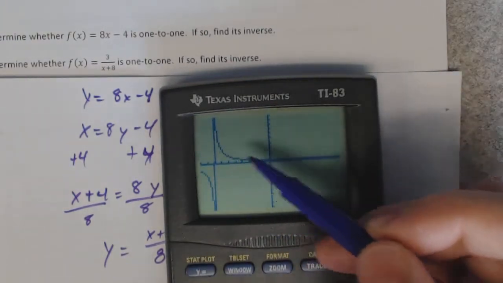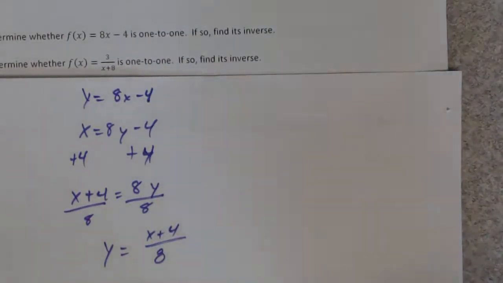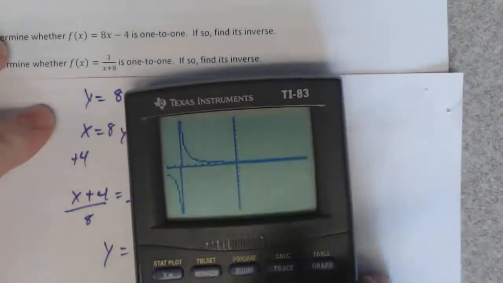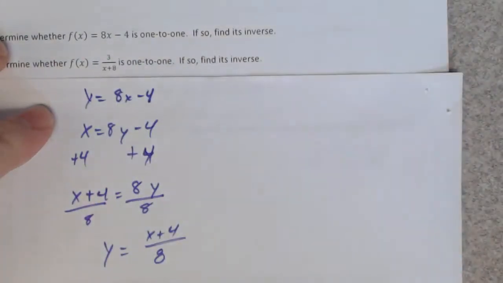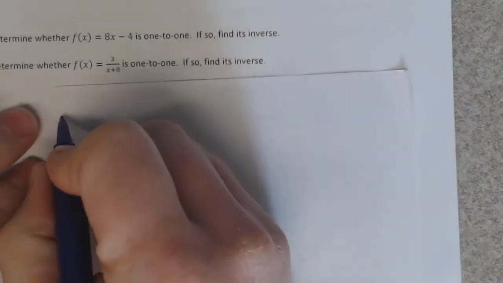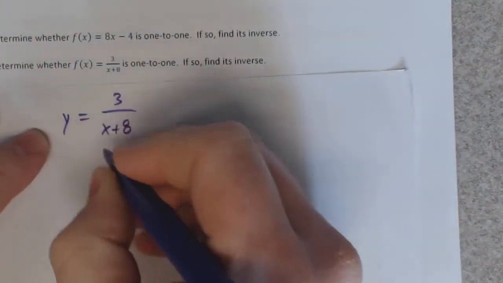So you got that little curvature, right? So that would be one-to-one. It would pass the horizontal line test. It's going to pass the horizontal line test. So it's one-to-one. So let's find out what that inverse would be. y equals 3 over x plus 8. Switch out the x and the y.